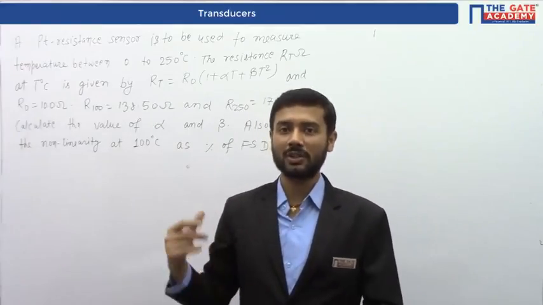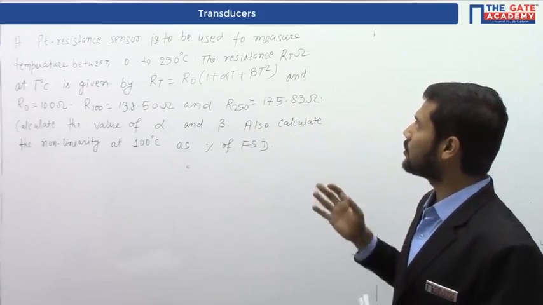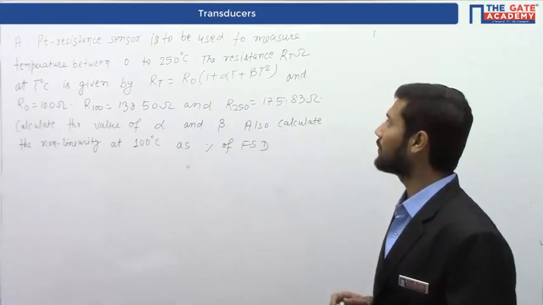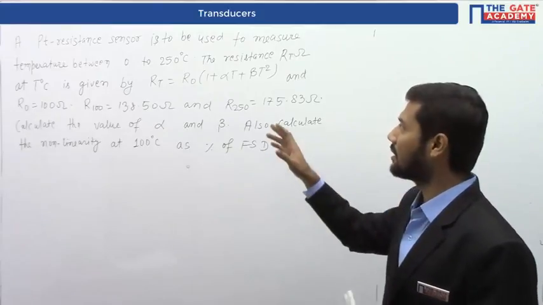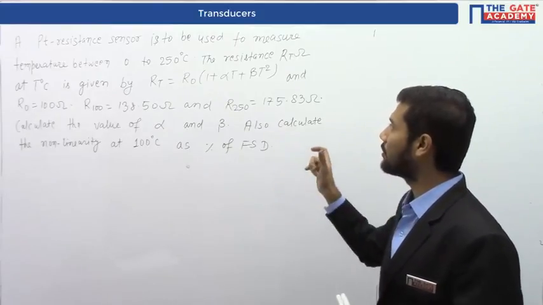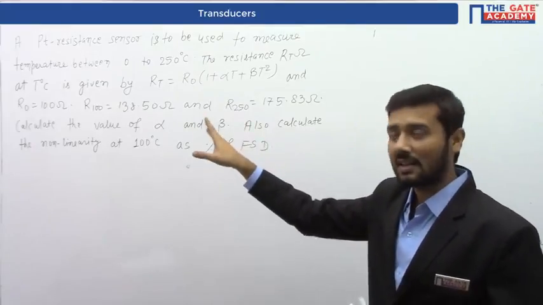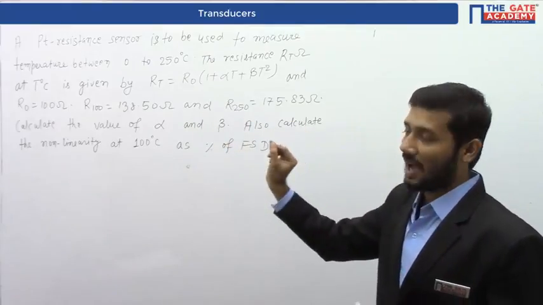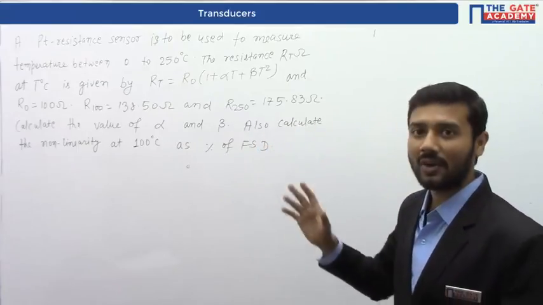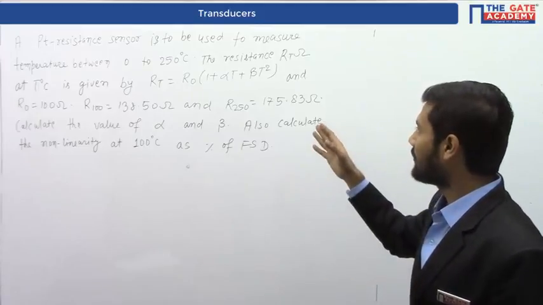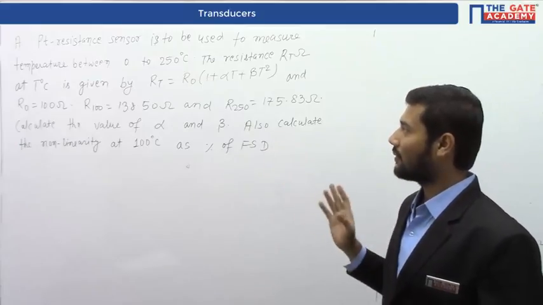Now we are going to solve this question. The question is: a platinum resistance sensor is to be used to measure temperature between 0 to 250 degrees C. The resistance RT ohm at T degree C is given by RT equals R naught into 1 plus alpha T plus beta T square, where R naught is given as 100 ohm, R100, meaning R at T equals 100 degrees C, is given as 138.50 ohm, and R250 degree C is given as 175.83 ohm. Calculate the value of alpha and beta.